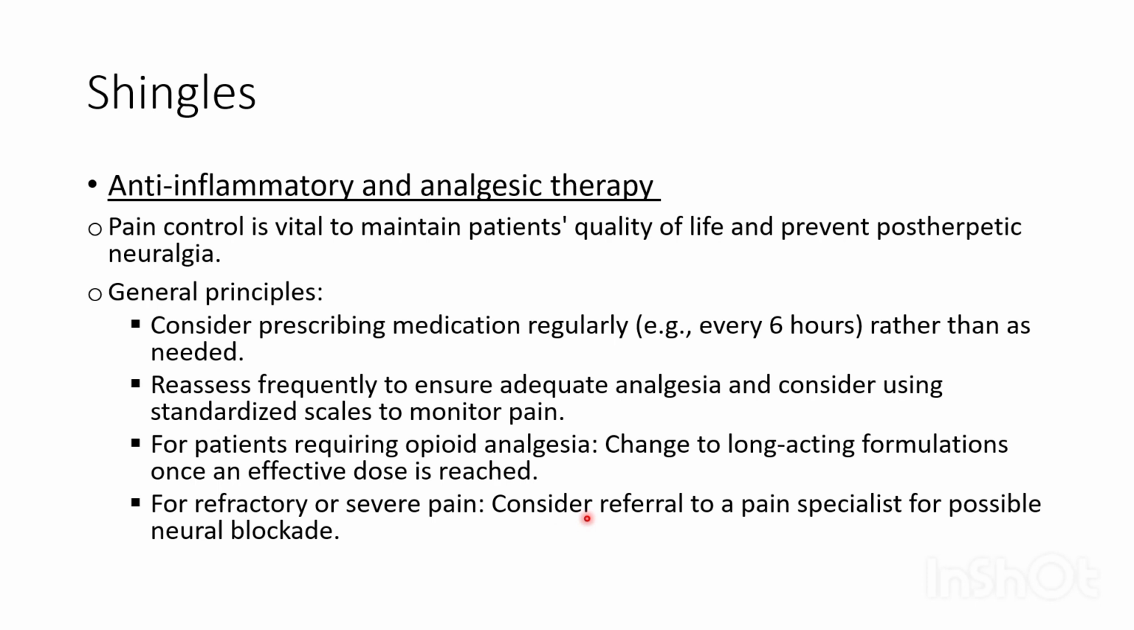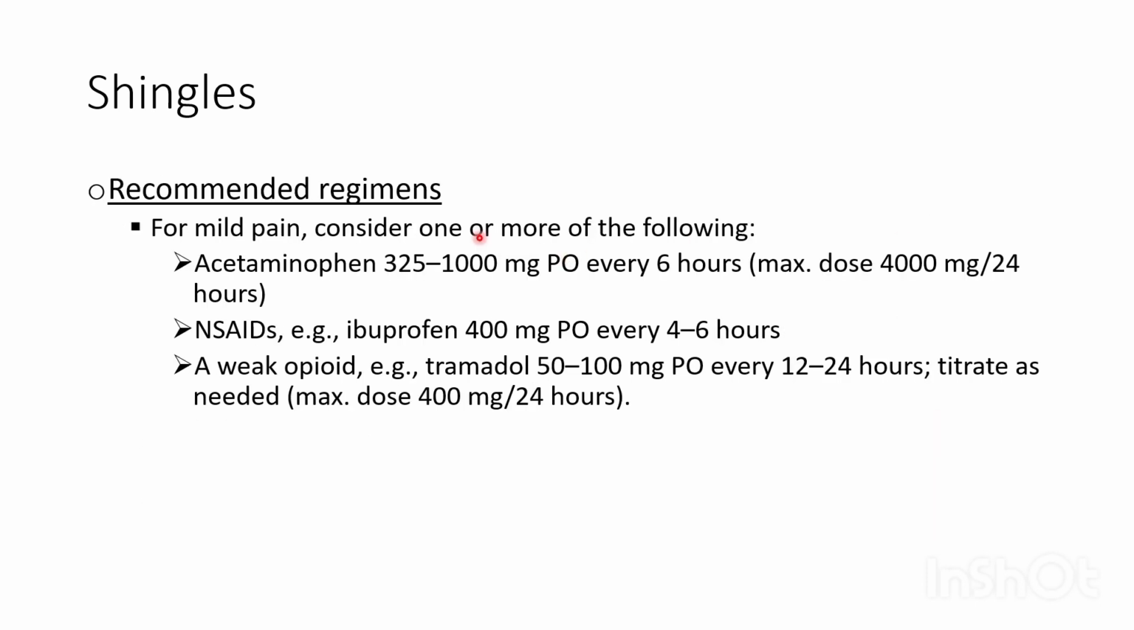Recommended regimens for mild pain, consider one or more of the following: acetaminophen 325 to 1000 mg per oral every 6 hours, maximum dose 4000 mg per 24 hours. NSAIDs, for example ibuprofen 400 mg per oral every 4 to 6 hours. A weak opioid, for example tramadol 50 to 100 mg per oral every 12 to 24 hours. Titrate as needed. Maximum dose 400 mg per 24 hours.